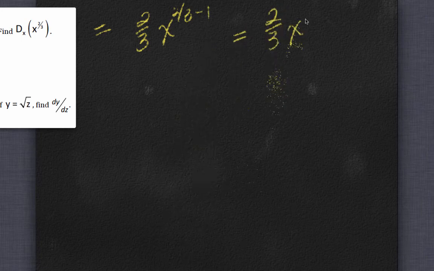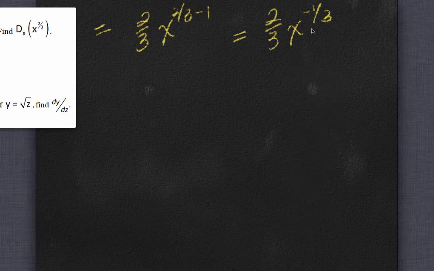So 2/3 x to the minus 1/3. You can put that in the denominator and make it 1/3 if you want. I wouldn't write it as a cube root because this was not written as a root.